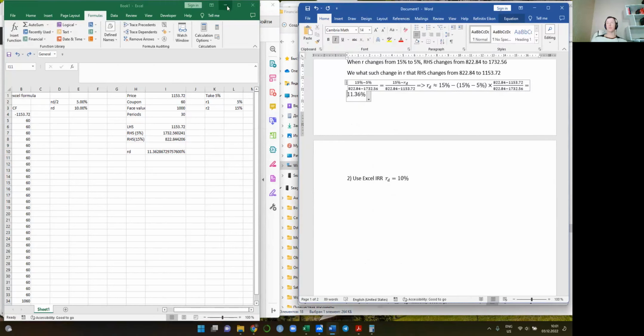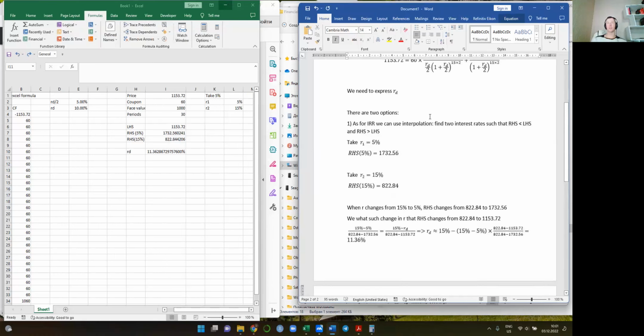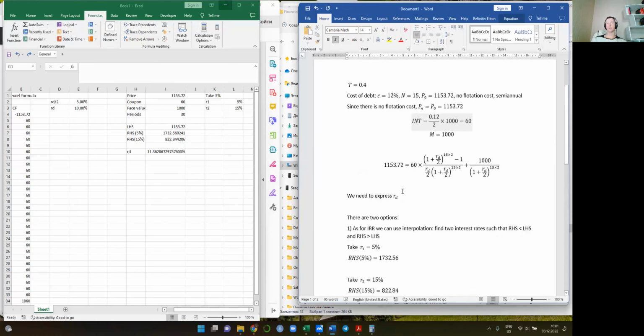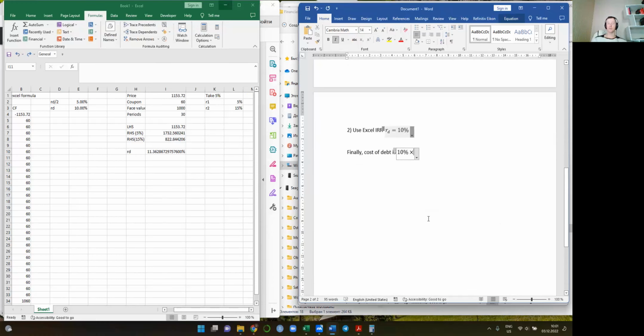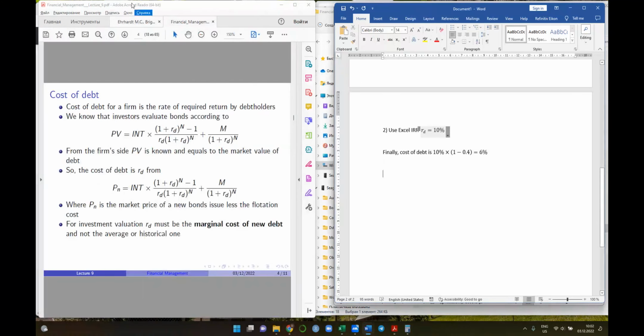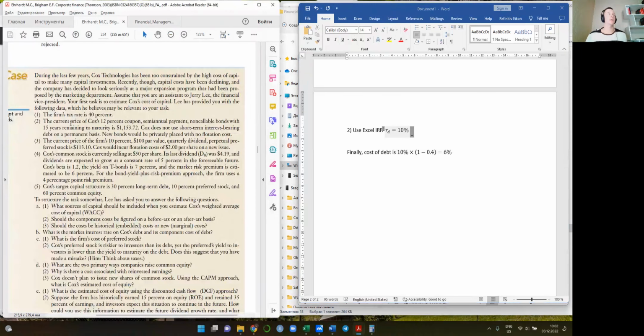Okay, so finally, cost of debt: we can take this one, 10%, and we don't forget to multiply this by 1 minus the tax rate. We know that the tax rate is 0.4. So it's 1 minus 0.4, and finally we have 6%. This is going to be the after-tax debt rate. Now we go back to the task.